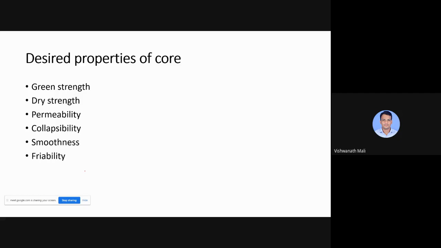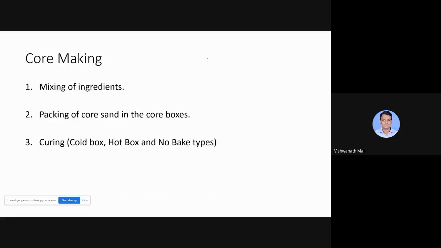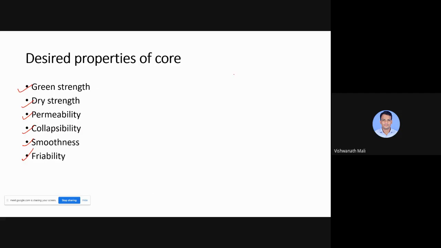Now, what are the desired properties which we require from the core? These are the properties listed: green strength, dry strength, permeability, collapsibility, smoothness, and friability. So what is green strength? We prepare the core, and how to prepare the core we are going to see in core making. Once we prepare the core, if we use it as it is, without baking, then that is called a green sand core.